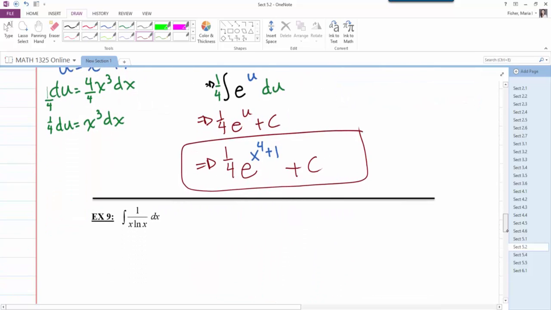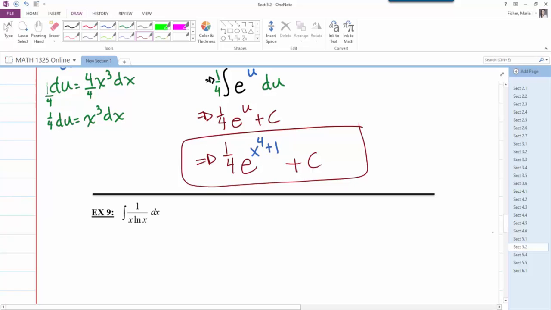Let's do example 9. So example 9 is 1 over x natural log of x dx. This one's really tricky. Do you agree that we could rewrite this as 1 over x times 1 over the natural log of x dx? That's the same problem, right?